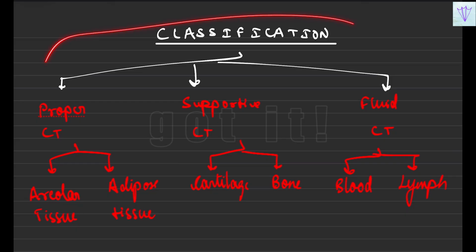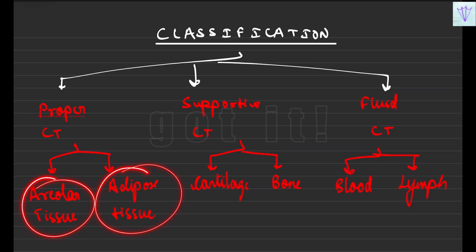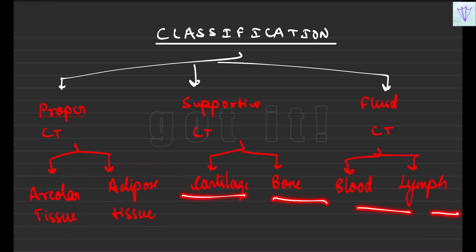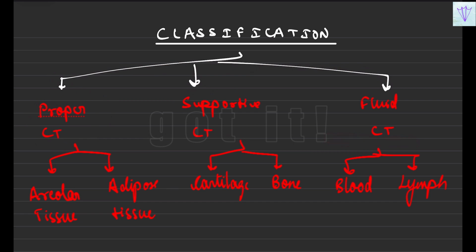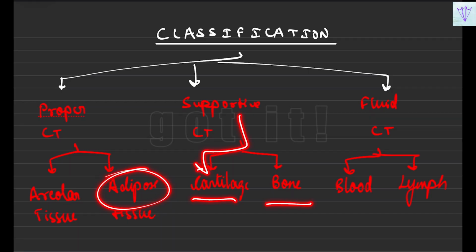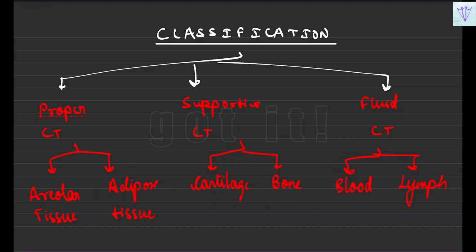These are the primary classifications, and we'll be studying areolar, adipose, cartilage, bone, blood, and lymph more clearly one by one. For now, remember that we have primarily three: proper connective tissue, supportive connective tissue, and fluid connective tissue. In proper there are two, areolar and adipose; in supportive we have cartilage and bone; and in fluid we have blood and lymph. So first, speaking of the proper connective tissue.